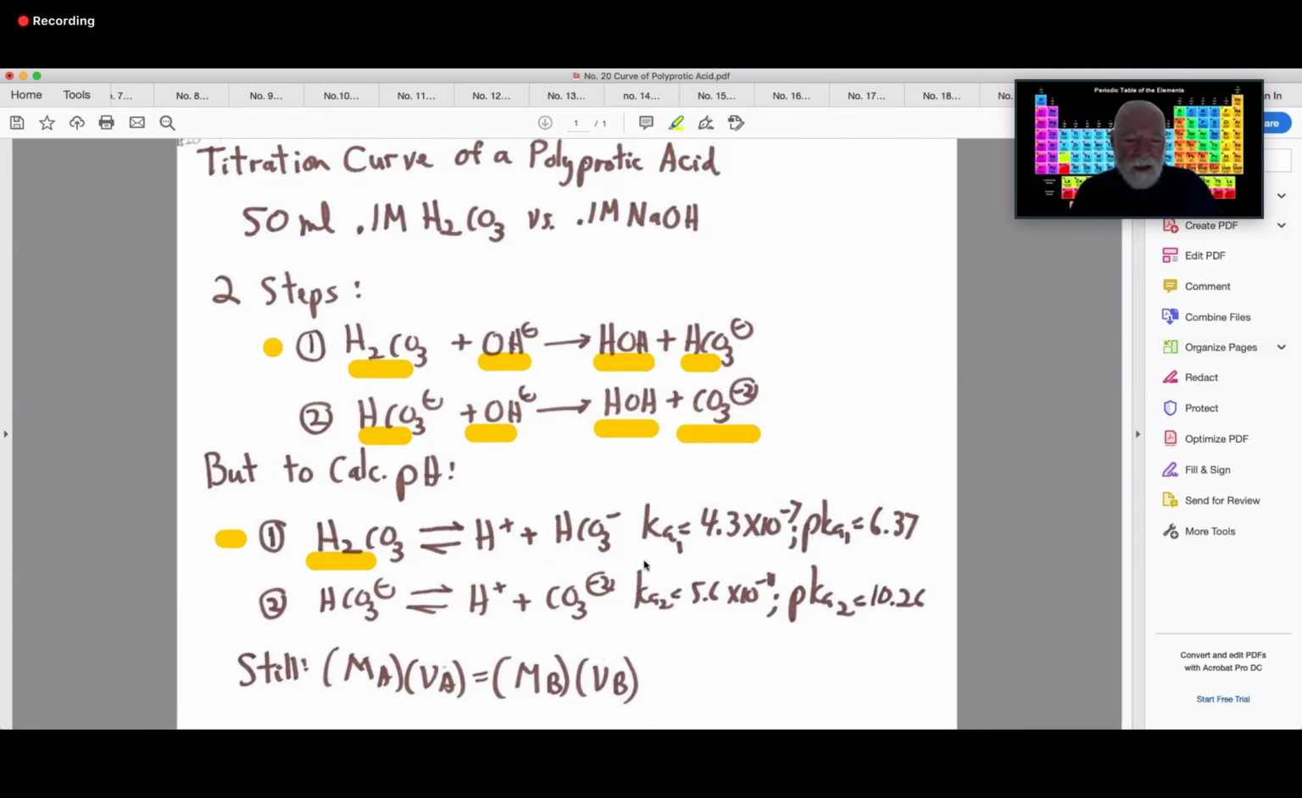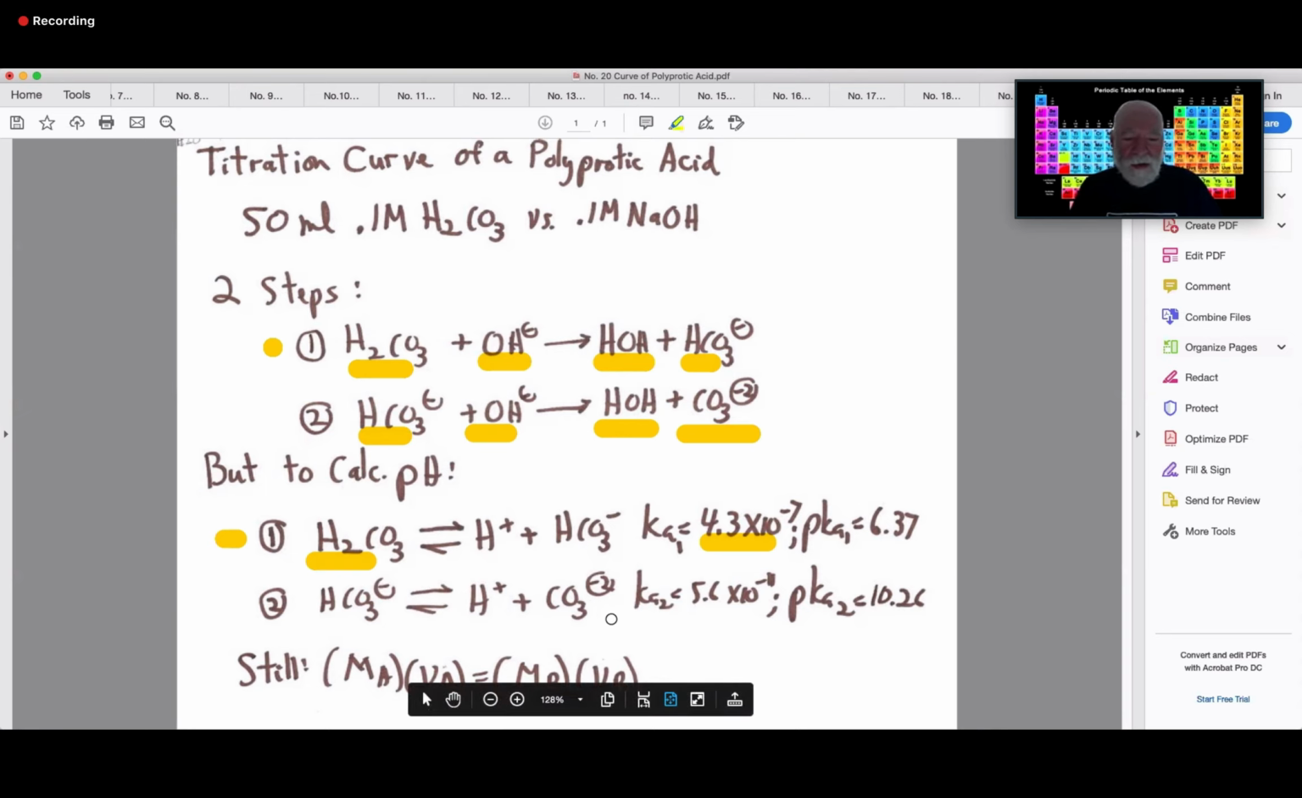Now, given the K sub A1 of carbonic acid is 4.3 times 10 to the minus 7, and the pK sub A of that is minus the log of that. Let's see if I did that correctly. So 4.3 E minus 7, take minus the log of that, and sure enough, the pK sub A is 6.37. Okay, I think that's probably right.